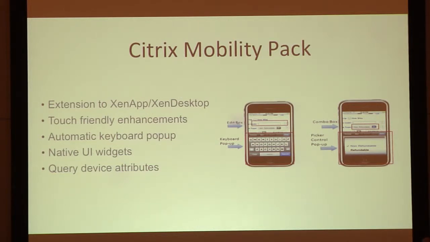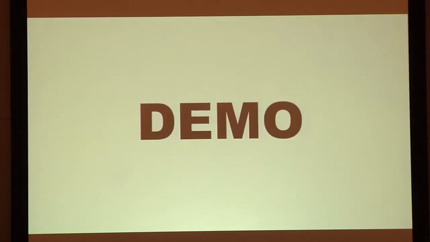Remember earlier I mentioned there are two virtual channels. One of them gives you access to some of the device features, and this is another feature that you can turn on with Mobility Pack. When focus moves into a text box, we can tell the mobile device to pop up the mobile device's keyboard, or if you get into a combo box, pop up the mobile device's picker to select those things. This makes it a lot easier for an end user. So we have a demo on that real quick.